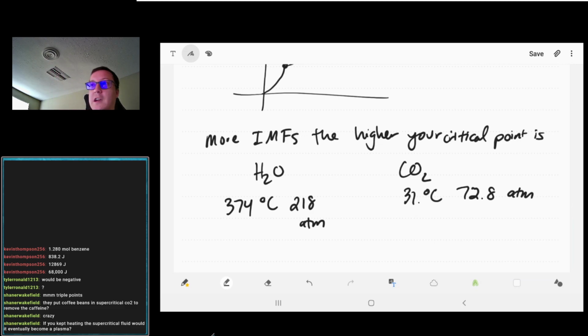We have water that is roughly double the temperature of the carbon dioxide and triple the pressure. By the way, I'm doing double from a Kelvin type of scale. So this is roughly almost 600 Kelvin. This is about 300 Kelvin, so twice as much temperature and 3 times as much pressure for water. So if you were given a question to say which one would you expect to have the higher critical temperature or critical pressure, you would go with the one that has the strongest intermolecular forces.